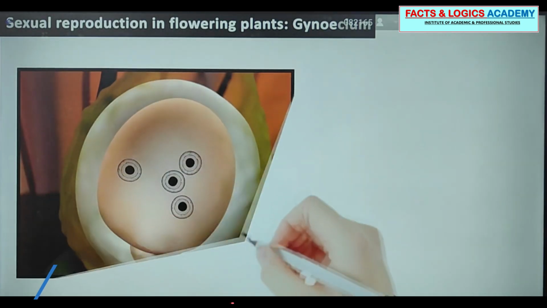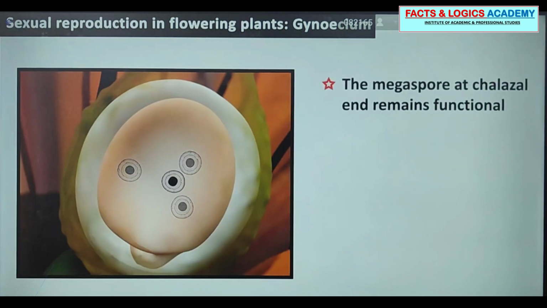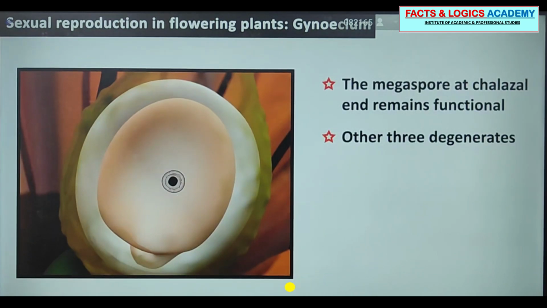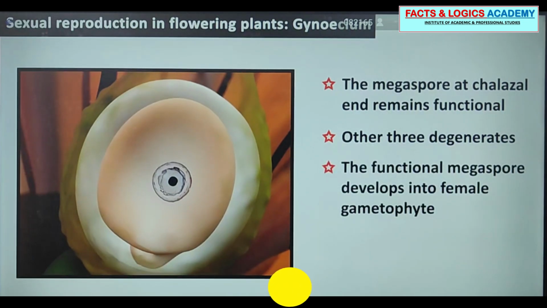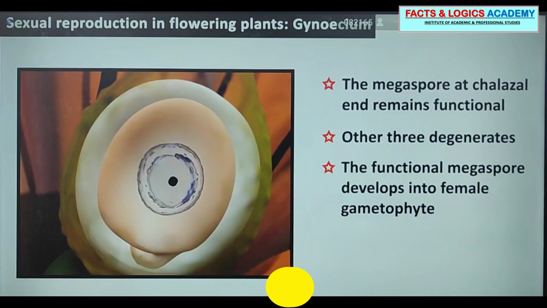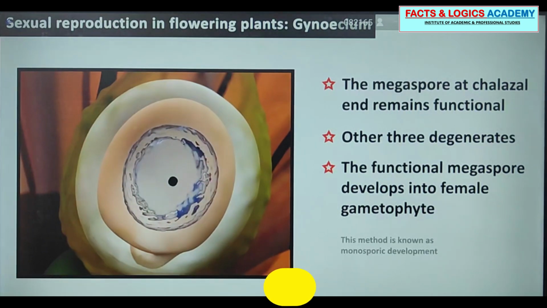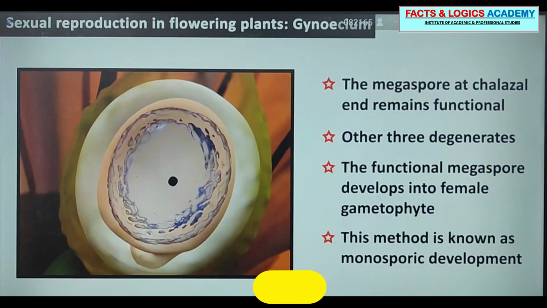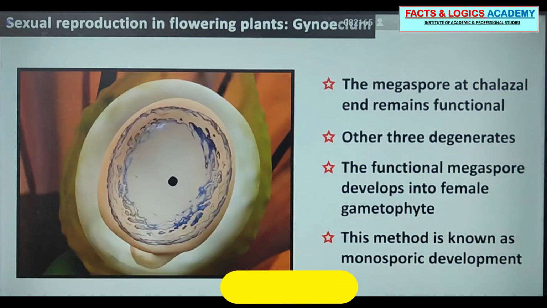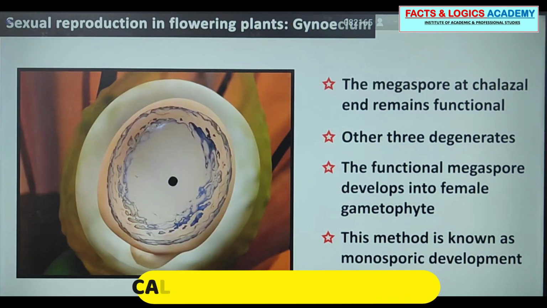In a majority of flowering plants, the megaspore at the chalazal end remains functional while the other three degenerate. Only the functional megaspore develops into the female gametophyte, that is, the embryo sac. This method of embryo sac formation from a single megaspore is termed as monosporic development. And as discussed earlier, the embryo sac is a large oval cell in which fertilization and development occur.